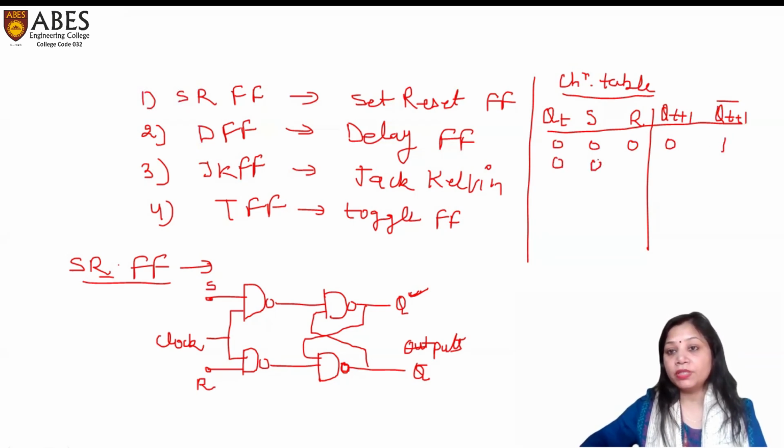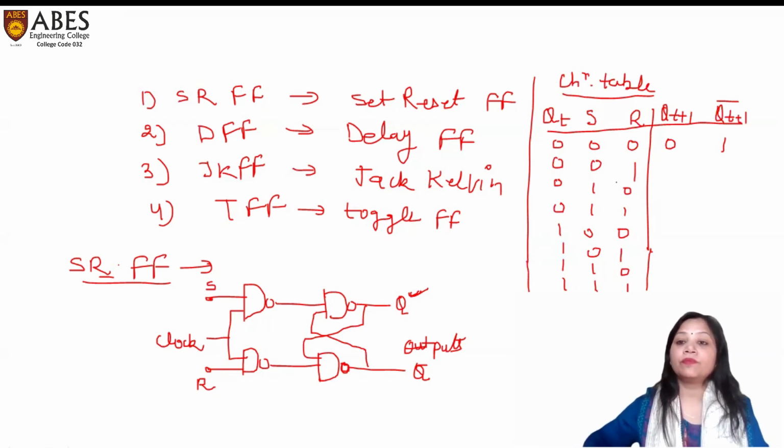हम सारे इसकी कॉम्बिनेशन ले सकते हैं 0 0 1 0 1 0 0 1 1 1 0 0 1 0 1 1 0 and 1 1 1. This is our last. Right. Here, set 0, reset 1, then output is 0. Because set is 0, output is also 0.